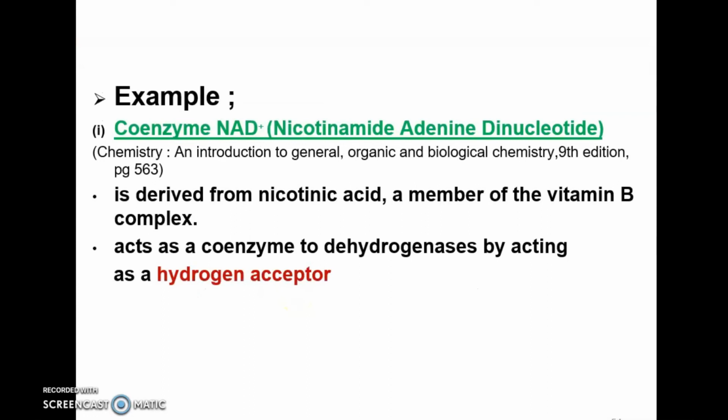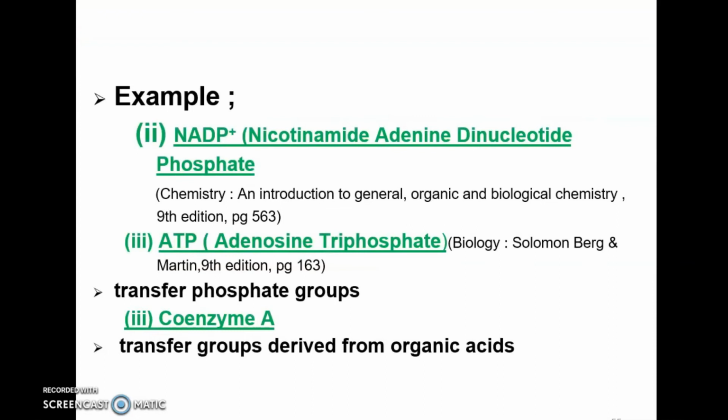Okay, so here is an example of a coenzyme which acts as a cofactor, the coenzyme NAD plus. NAD plus is short for nicotinamide adenine dinucleotide. It is derived from nicotinic acid, a member of the vitamin B complex. It acts as a coenzyme to dehydrogenase by acting as a hydrogen acceptor. So the dehydrogenase enzyme requires coenzyme NAD plus to make sure it can function more effectively. Other examples: ATP is also a coenzyme, which helps in transfer of phosphate groups. Coenzyme A helps in transfer of groups derived from organic acids.